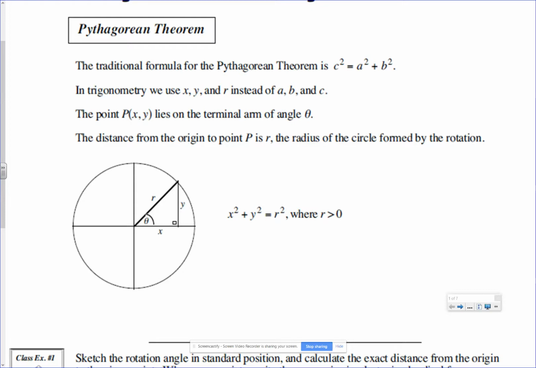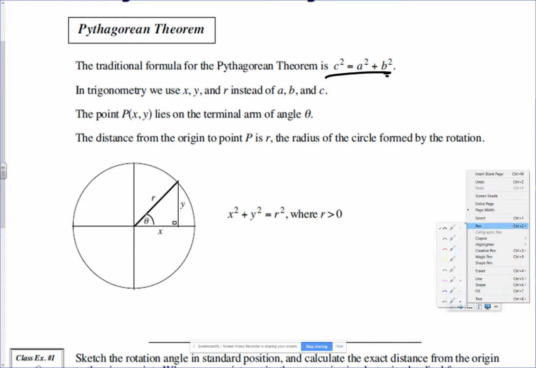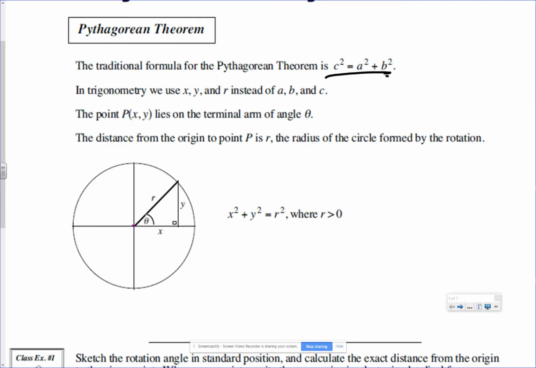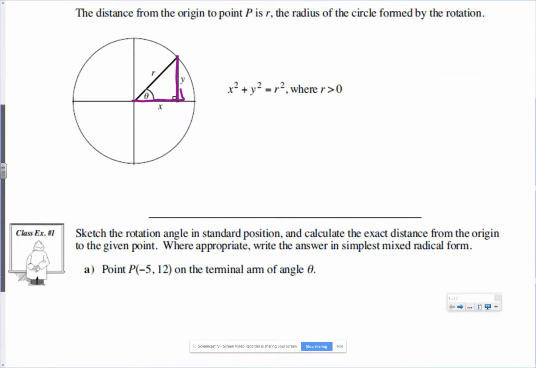So just remember, for Pythagoras, it's always a squared plus b squared equals c squared. So the two short legs squared and added give you your long leg squared. But since we're on a coordinate plane, we're going to use x, y, and r instead of a, b, and c. Because we have a point value here, we're going to always try to draw a triangle using the x-axis and then the vertical value, which would be your y-axis value. And then our radius is what joins the 2 points. So we'd have x squared plus y squared equals r squared.